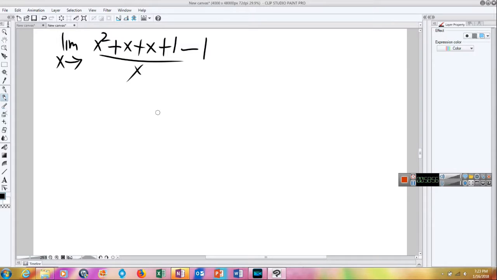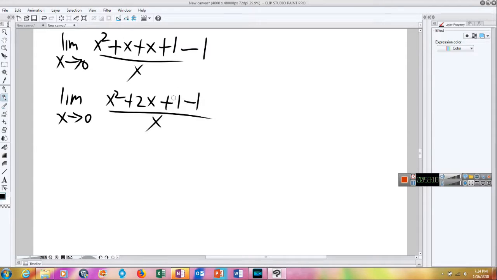So now, we're going to begin with the simplification of this. We're going to say the limit x tends to 0 for the function x squared plus 2x, because we have 2 x's, so we add the like terms together, plus 1 minus 1 over x. So this part now will be eliminated because 1 minus 1 is 0. Limit x tends to 0 for the function x squared plus 2x over x.